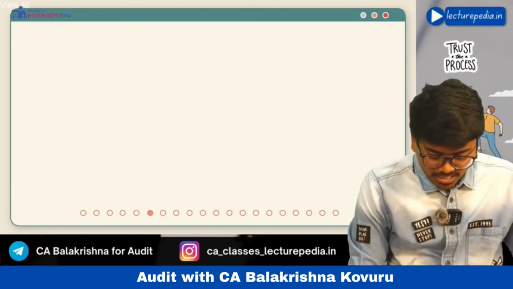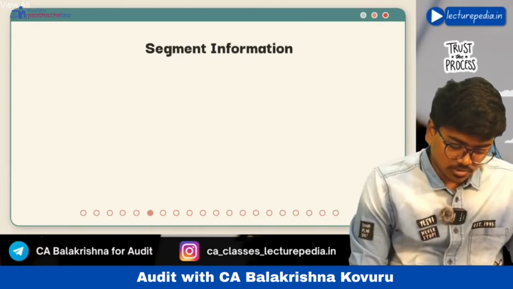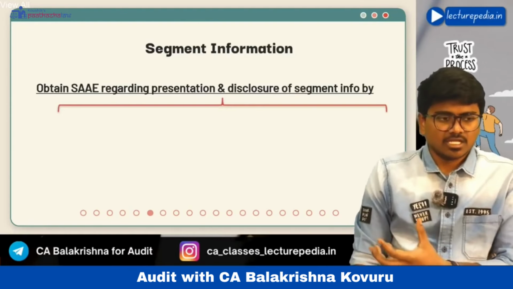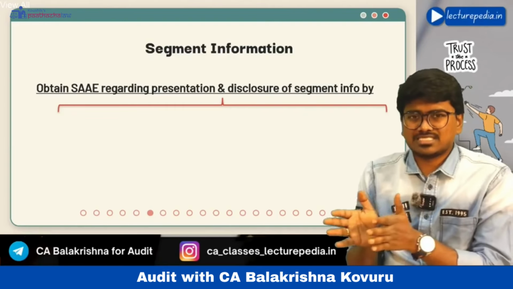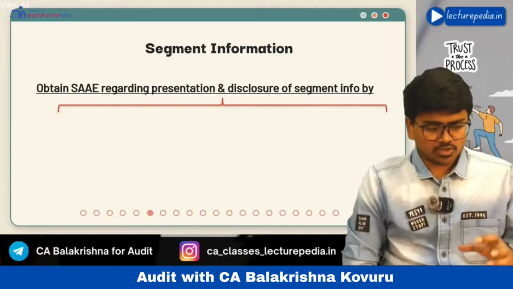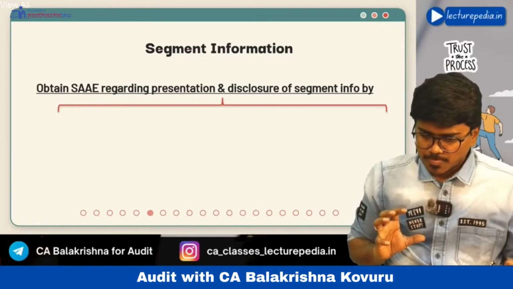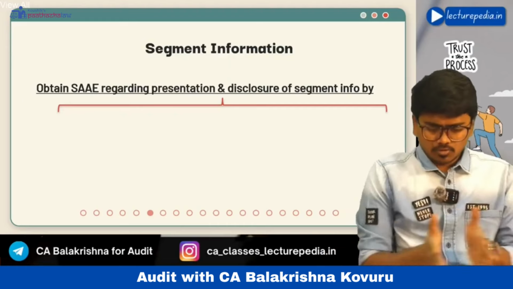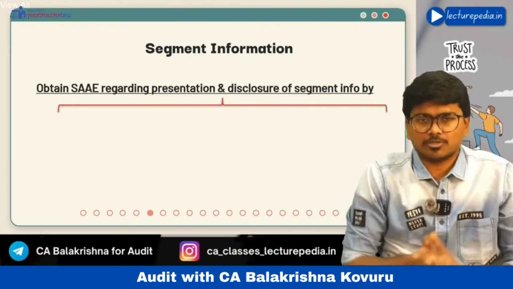Coming to the last specific item, which is segment reporting, presentation and disclosure of segment information. Basically, if companies have a lot of businesses, they will bifurcate their businesses into segments, right? Let's say a company is into the business of car manufacturing, motorcycle manufacturing, and bus manufacturing. Now these three can be bifurcated as segments and presented as segment reporting.